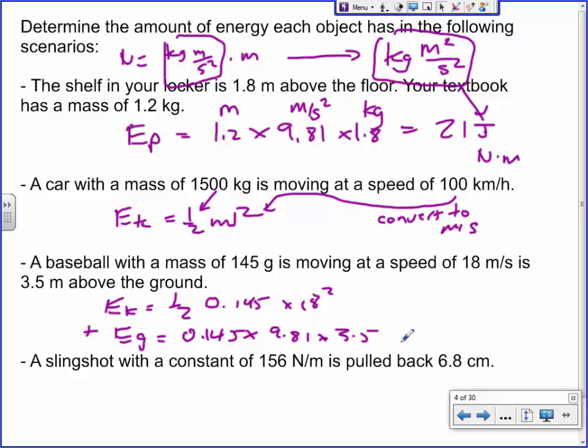Which one are you looking at, Eddie? What was the bottom one say? Sorry, this was plus EG. I was going for gravitational energy. Maybe put a P there. I don't really care what letter you use. Does that make sense? This is your mass, your gravity, and your height. And this is your mv squared.